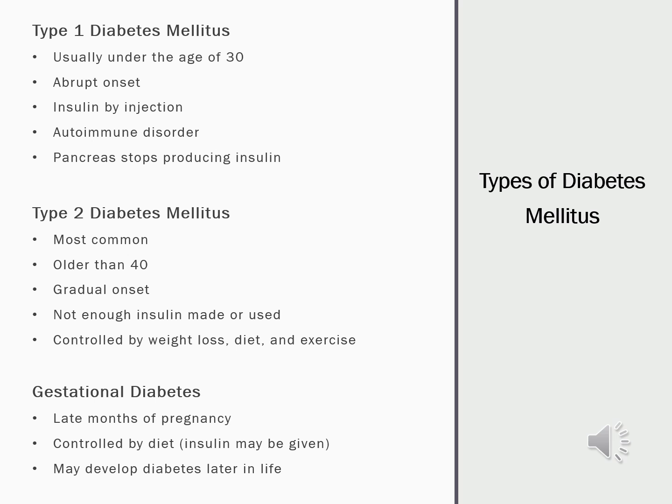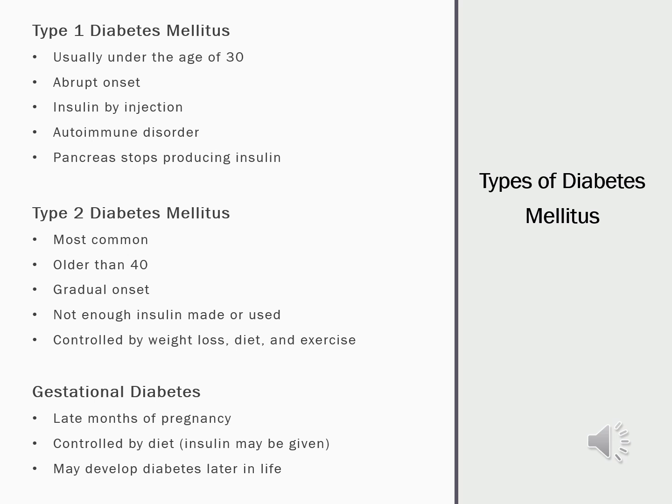This is one where the body either makes enough insulin, but the body isn't using it correctly, or the body does not make enough insulin to begin with. It can be controlled by weight loss, diet, and exercise, but must be controlled to prevent damage to the body. Sometimes patients with type 2 diabetes may also take medications such as metformin to control it.